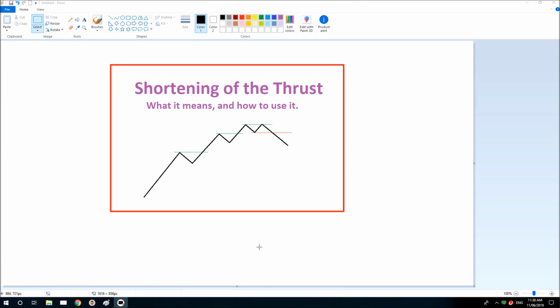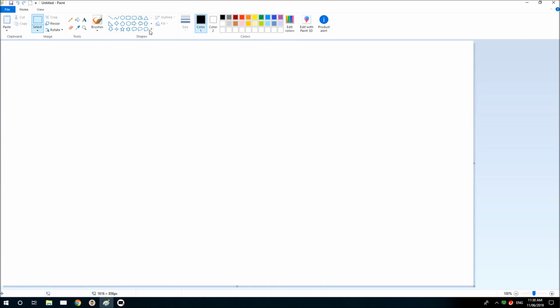Today I thought we'd look at shortening of the thrust, what it means, and how you can use it to your advantage in the market. Shortening of the thrust is a Wyckoff term, and Wyckoff normally looks at the market in terms of waves, and that is buying and selling waves. So you see the market as a buying wave and a selling wave, and a subsequent buying wave and a selling wave, and so on.